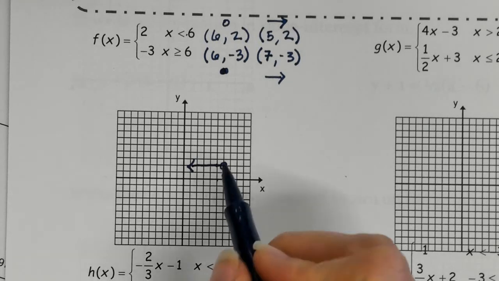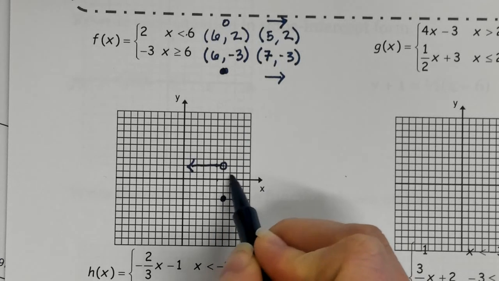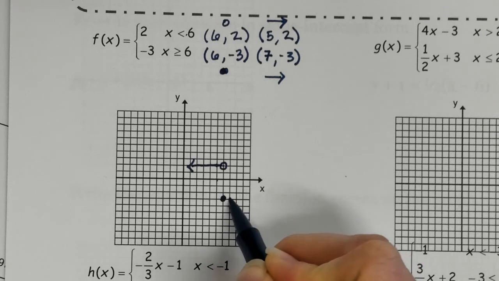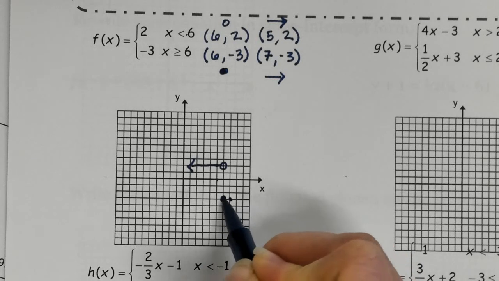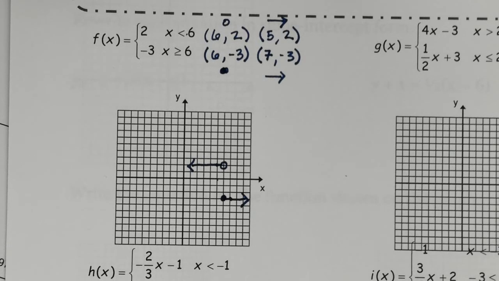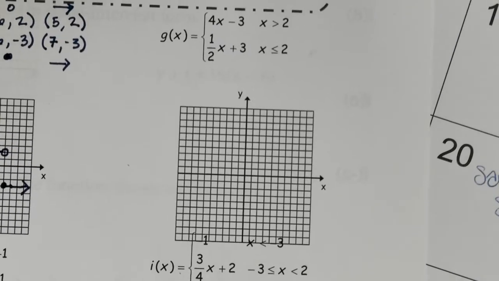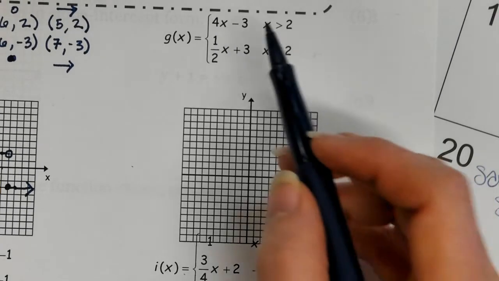So now I graph 6, -3, and I go 7, -3 is this point right here, and that is the direction my arrow is going. So that is our first piecewise function that we graphed. If you need to rewind it, go ahead. We're going to do the same exact thing now for a different problem.